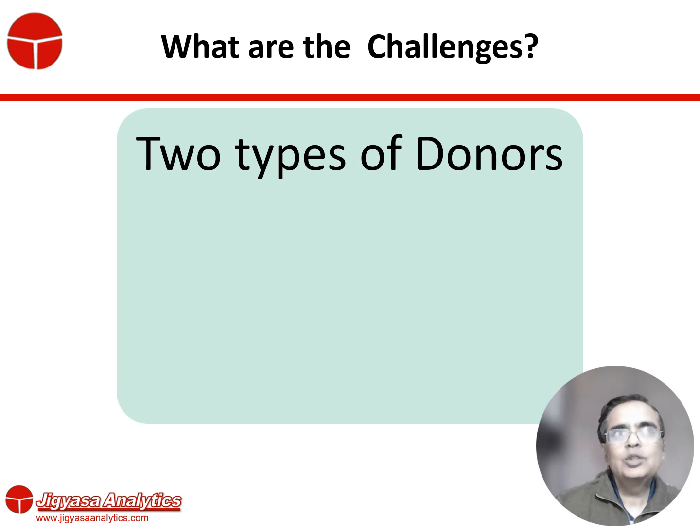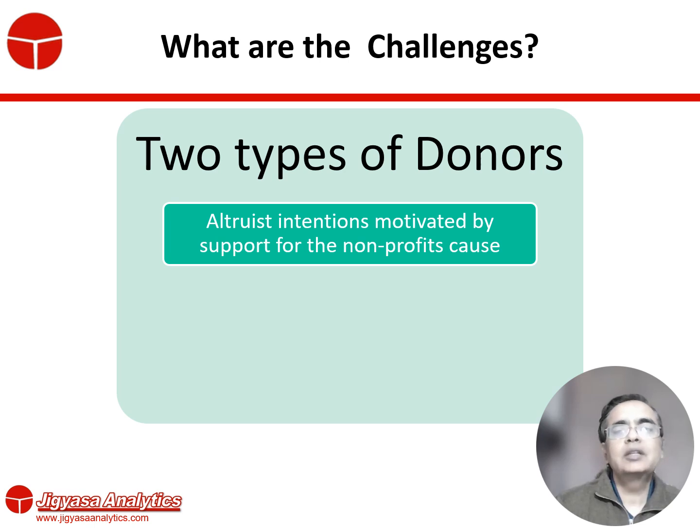There are two types of donors. That's the first challenge. The first type is the ones with altruistic intentions. They are motivated by the cause of the nonprofit. They really want to support it, they want to do their bit for it, and so they give the donation. This is more or less similar to the way other traditional nonprofit fundraising works, because there too you are looking for people who align with the mission of the nonprofit and are motivated to help it. So that's one type of donor.